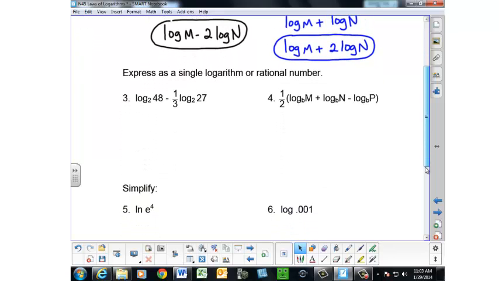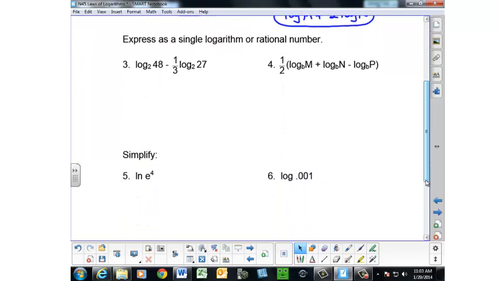All right, example 3, express as a single logarithm or a rational number. Okay, let's think of doing this as going backwards. These are written, they have the same base. It's a subtraction problem. So remember, a division problem is written as a subtraction problem. Okay, but first we can take the 1/3 in front and put it back as an exponent. So log base 2, 27 to the 1/3 power.